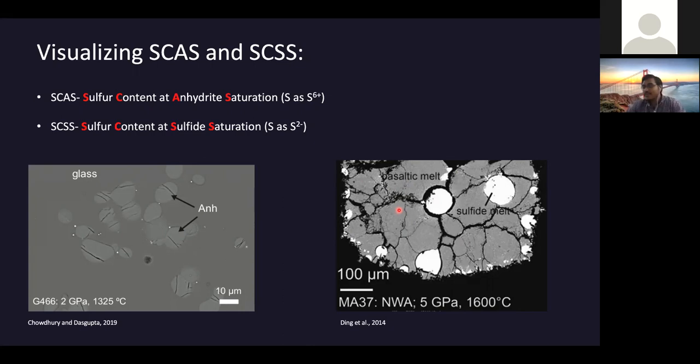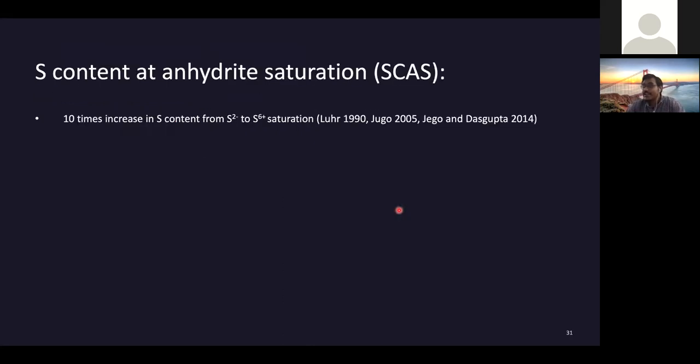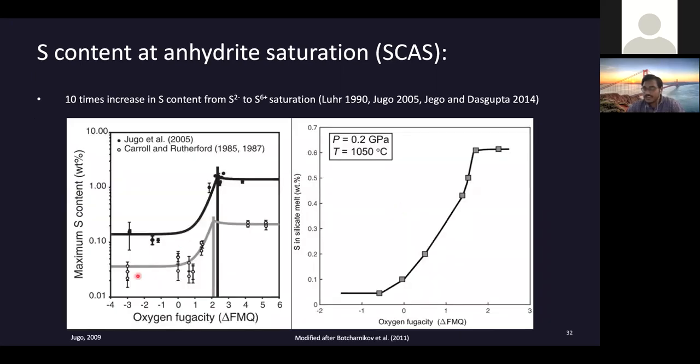So why are we going to look at SCAS? There is a 10 times increase in sulfur content when the saturation changes from sulfide to sulfate. Looking at these figures, the x-axis is oxygen fugacity and the y-axis is sulfur in silicate melt. We see when the oxygen fugacity is low, sulfur content is lower. With increasing oxygen fugacity, as the speciation changes from sulfide to sulfate, the sulfur carrying capacity increases tremendously, nearly 10 times. Thus, if anhydrite is present as a phase, the melt can carry more sulfur in it.